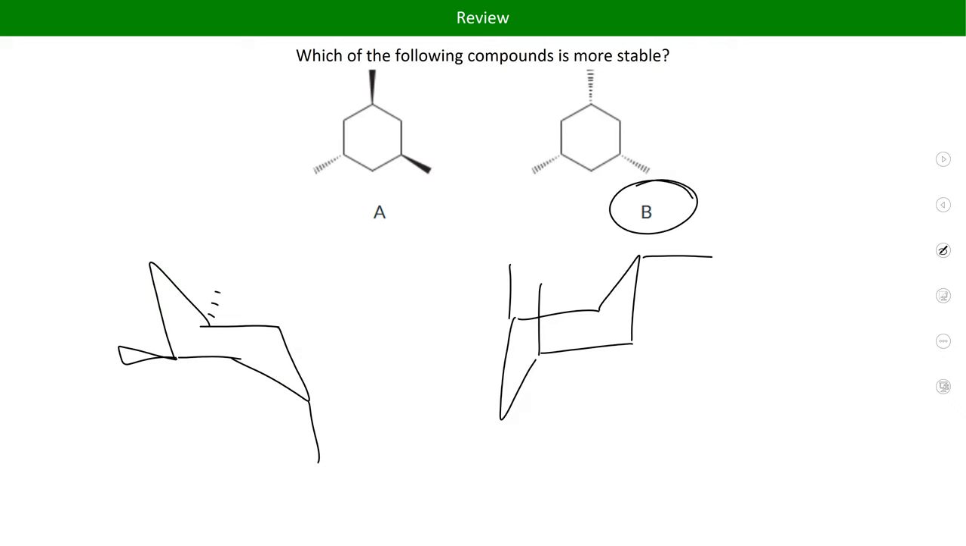That would be our more stable conformer of A, but it's still not as good as B. Is it more stable because two of the three substituents are equatorial? Exactly. In this case, we have two methyls bumping into each other, as well as hitting a hydrogen over here, versus in this case, we have one methyl bumping into two hydrogens. So that's a less unfavorable interaction because it's one big thing and two small things, as opposed to two big things and one small thing.